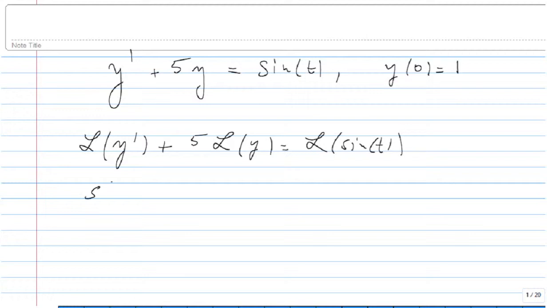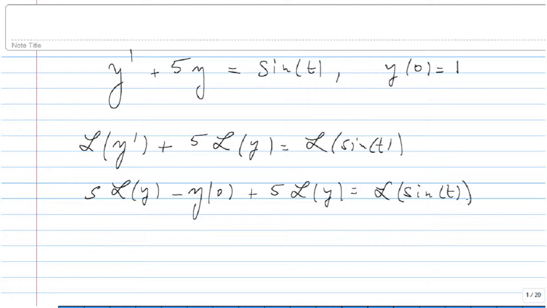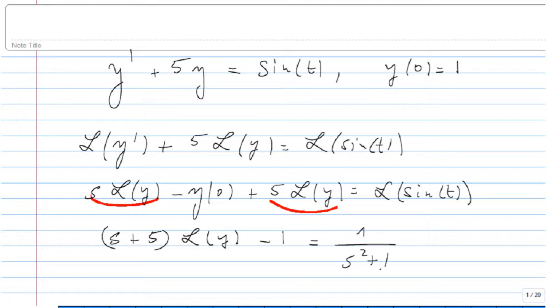Laplace of y prime is s Laplace of y minus y of 0, plus 5 Laplace of y equals Laplace of sine of t. Since y of 0 is equal to 1, let us put this term with this term, and we will find s plus 5 Laplace of y minus y of 0, which is 1, equals Laplace of sine of t, which is from the table 1 over s squared plus 1.